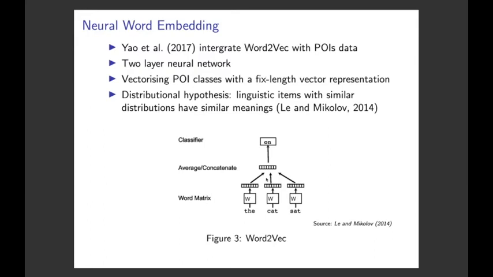One thing I should mention is that the hypothesis behind this model is the distributional hypothesis. It means that similar distributions imply similar meanings for words in natural language. So if we apply this to POI data mining, the distributional hypothesis should be changed to: similar distributions of POIs have similar functions.